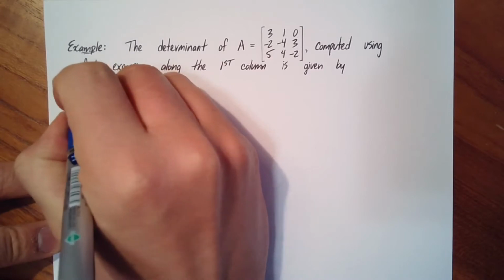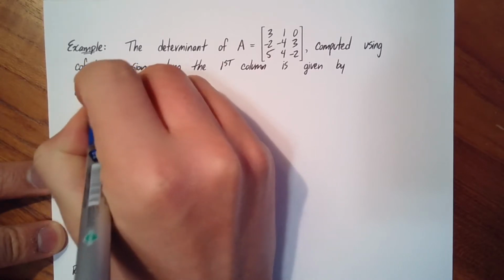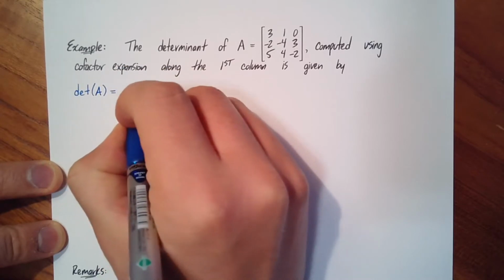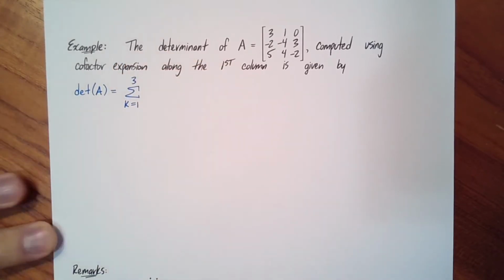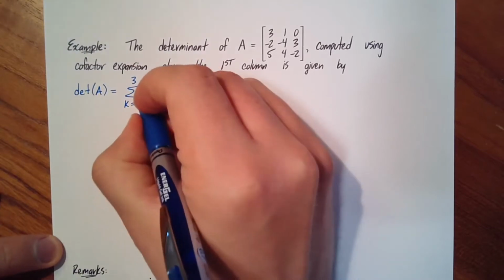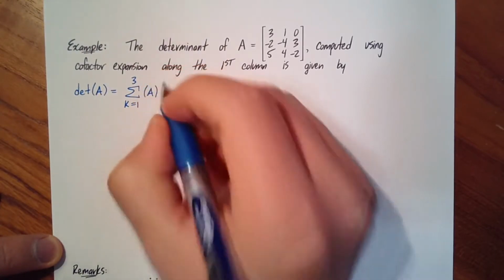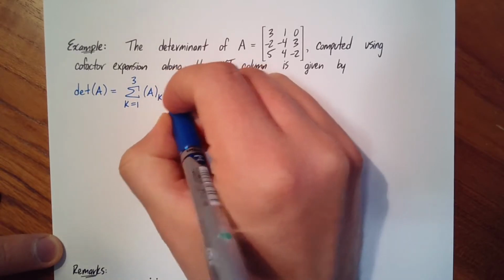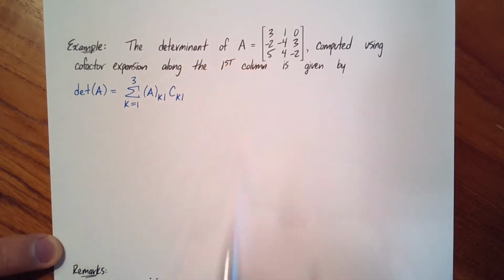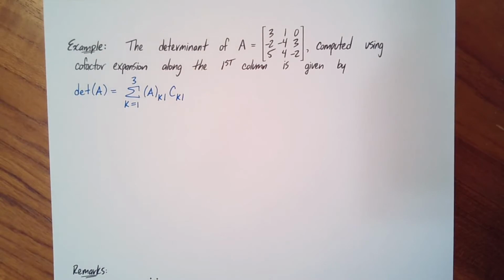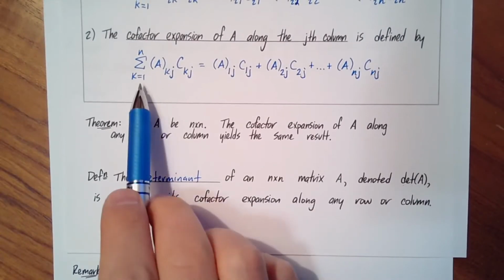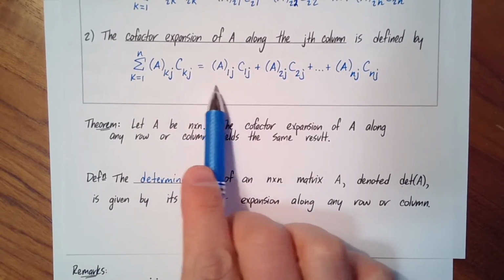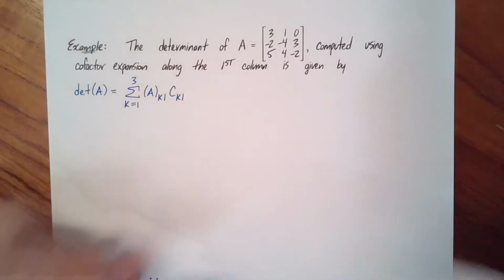So we'll write determinant of A is going to be equal to the sum from k equals 1 to 3, and then we're going to take the entry from A which is in the kth row and the first column, and multiply it by the corresponding cofactor. Again, all this is, I've just applied this formula with n equal to 3 and j equal to 1. And then, of course, we're going to expand it out in the next line. But let's do that here.